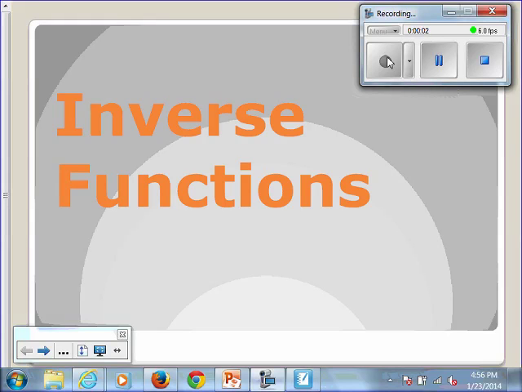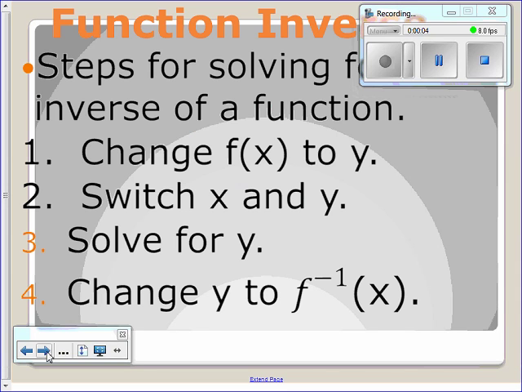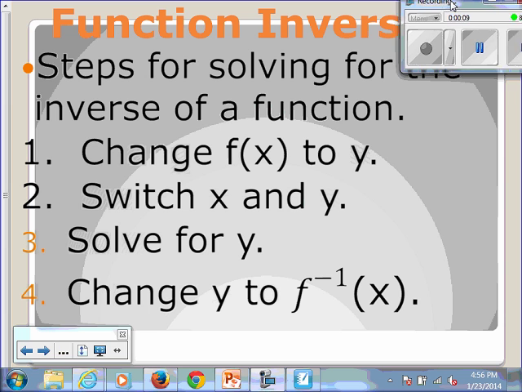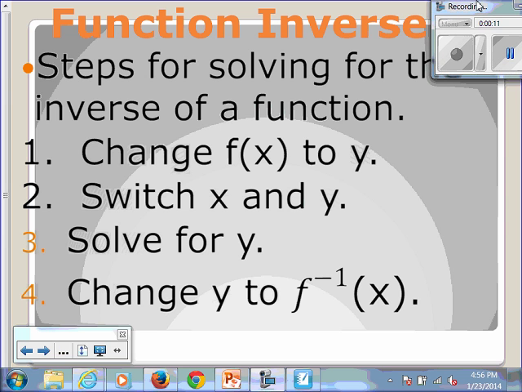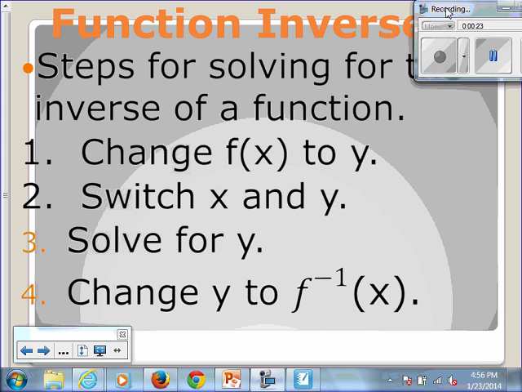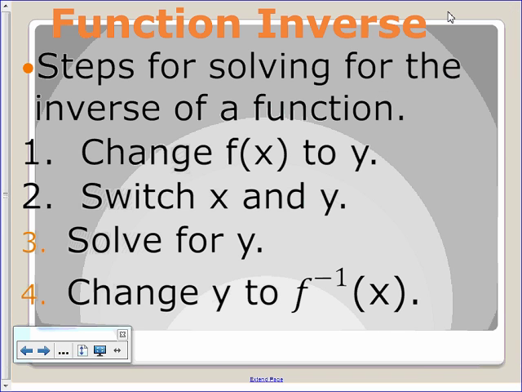Today's lesson is on inverse functions. Let's look at the steps for solving for the inverse of a function. Step 1, change f of x to y. Step 2, switch x and y. Step 3, solve for y. Step 4, change y to the inverse of f of x.